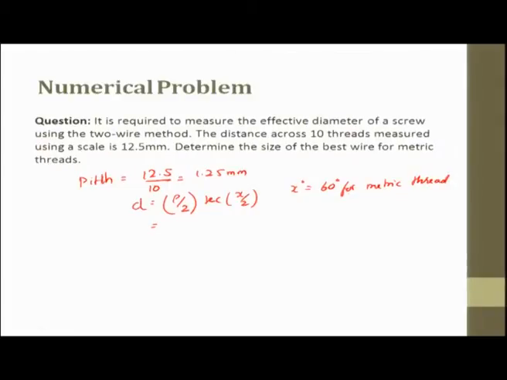Each thread is different. For a metric thread it is 60 degrees. So what we do is take P is nothing but 1.25 by 2 into secant 60 by 2, which is equal to 0.722 millimeter. This will be the size of the best wire of a metric thread used. This is done by the 2-wire method.